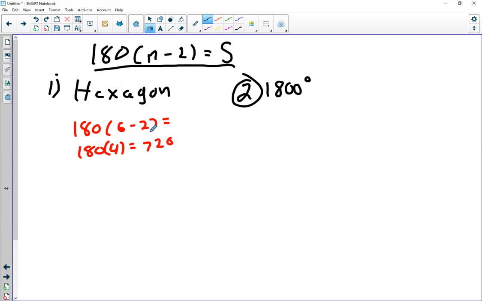Do you want to work on those names? What's a pentagon? Pentagon is 5, hexagon is 6, octagon is 8, decagon is 10. Remember those at least, okay? Pentagon, hexagon, octagon, decagon.